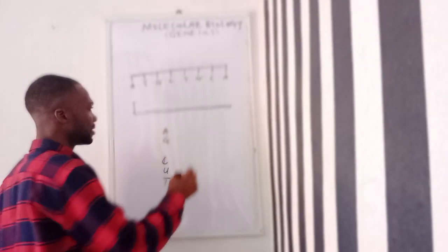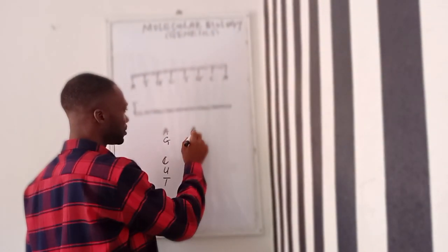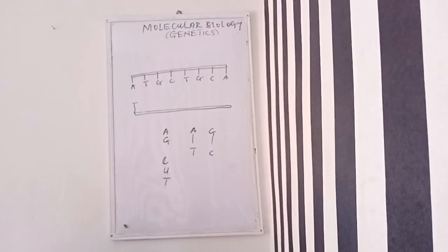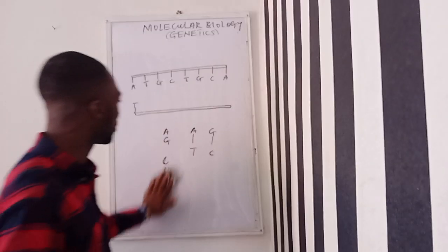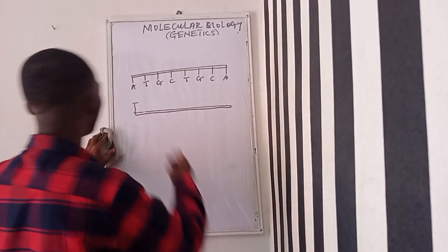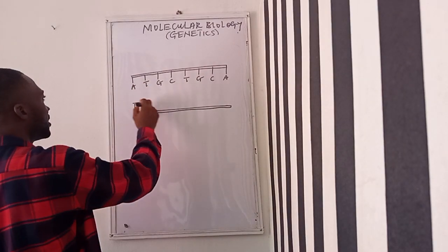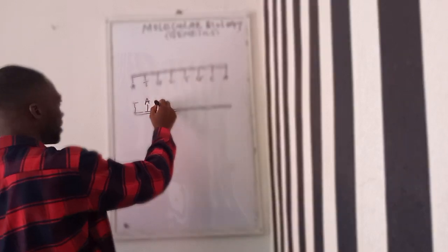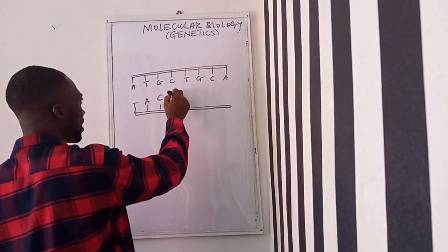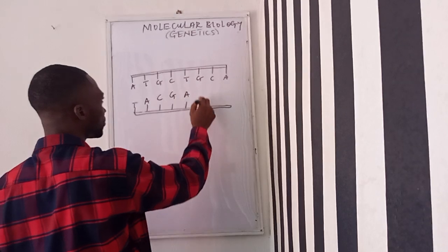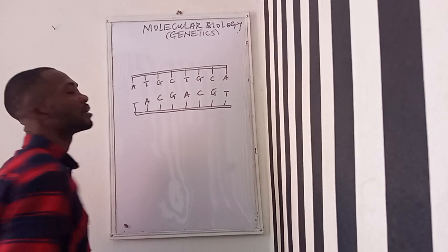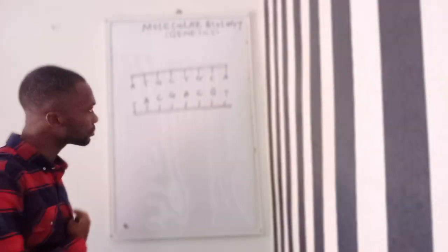So what Chargaff is saying is that A must pair with T and G must pair with C. It's a standing rule, and this is how it occurs. Having this knowledge of this kind of pairing, you now know that A must pair with T. If we have A here, this should be T. If we have T here, we should have A here, we should have C here, we should have G here, we should have A here, we should have C here, we should have G here, and we should have T here. Have you seen it now?